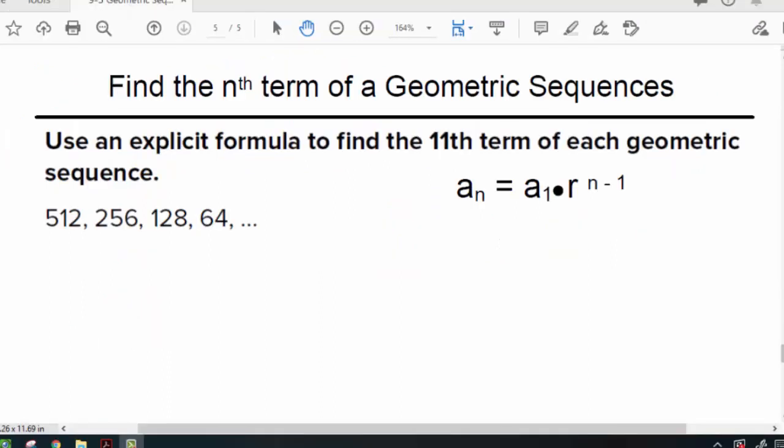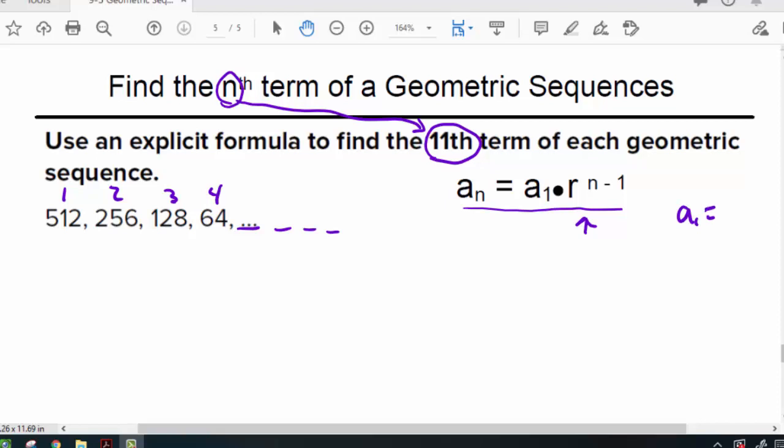Okay, for our next example, finding the nth term of a geometric sequence, use an explicit formula, which we have over here, to find the 11th term. So the nth term in this context is 11. If you look up here, I have 1, 2, 3, 4, but I want the 11th term. So rather than going through the 5th, the 6th, the 7th, the 8th, and so on, we can actually use this formula over here, the explicit formula, to figure this out. So a couple things we need is the first term, a sub 1, which is going to equal 512. Then we need to figure out the common ratio. So what's the common ratio going to be?